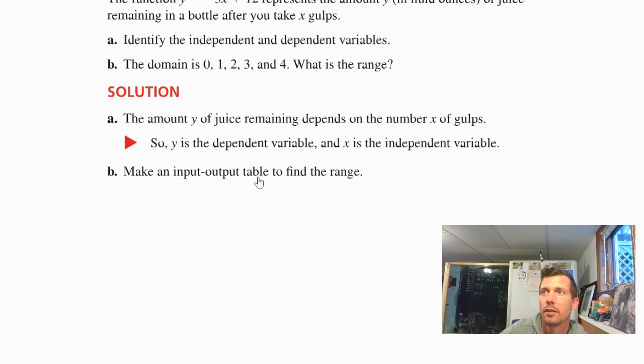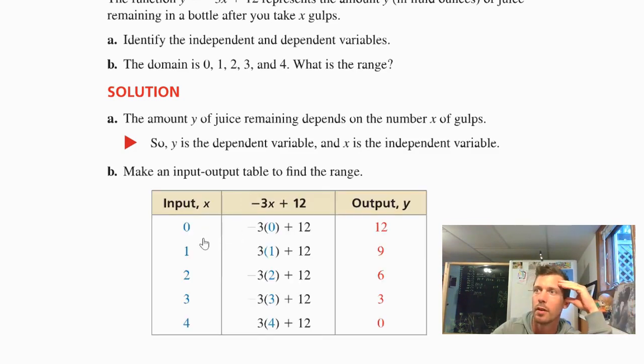And the last one, B: the domain is 0, 1, 2, 3, and 4. What is the range? Well, think about this. I take 0 gulps. How much is left in the container? I take 1 gulp. How much is left? I take 2 gulps. I take 3. I take 4. So what you want to do is make an input-output table. These are all my inputs right here, right? I have 0, 1, 2, 3, and 4. Up top here is my function. What am I putting into my function? I'm putting in the amount of gulps into that function, the function machine. What gets spit out? A 12. Makes total sense, right?